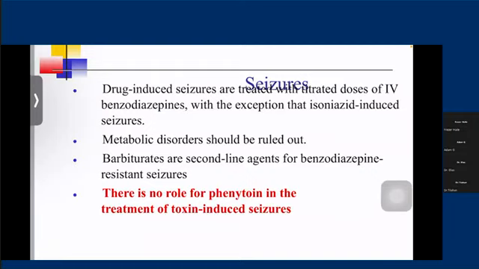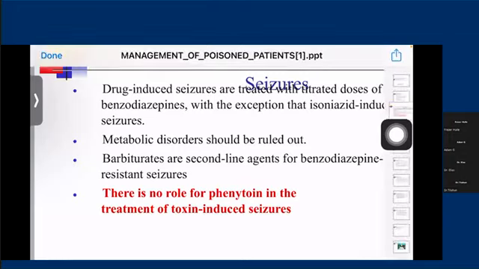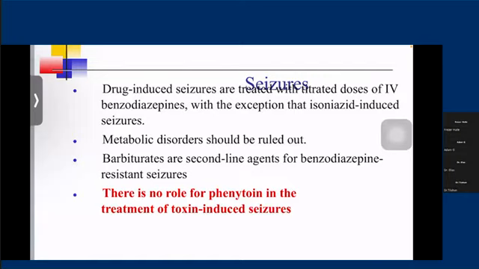The second-line medication is a barbiturate. So if it is resistant to benzodiazepine, we can consider giving a barbiturate. But regarding phenytoin, phenytoin is a first-line medication for seizures in other conditions, but for poison-related seizures phenytoin has no role and it can complicate things. So it is better to avoid phenytoin.